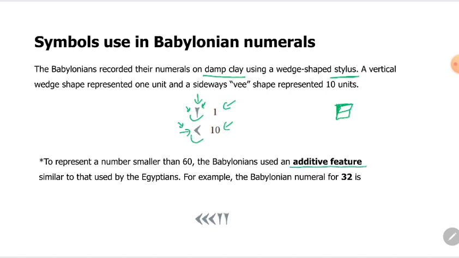The system also has additive features. That means if you put the symbols together, you should add them. So here is 32, since you have 2 wedges and 3 V's, which are equivalent each to 10.